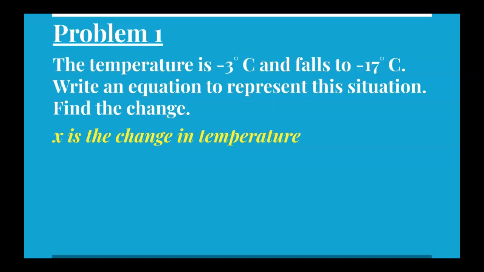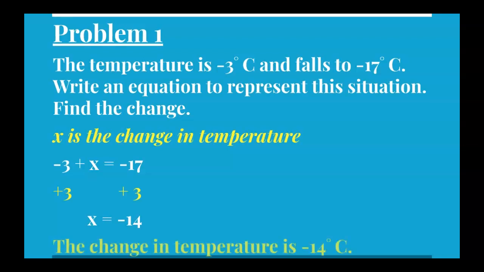So when you were thinking about this situation, it starts at -3, it changes, and then it ends up at -17. So a good equation would be -3 plus x equals -17. When we try to solve this equation and get x all alone by itself, we're going to add 3 to both sides. Because -3 plus 3 equals 0, we're just left with x equals -14. That means that the change in temperature is -14 degrees Celsius.